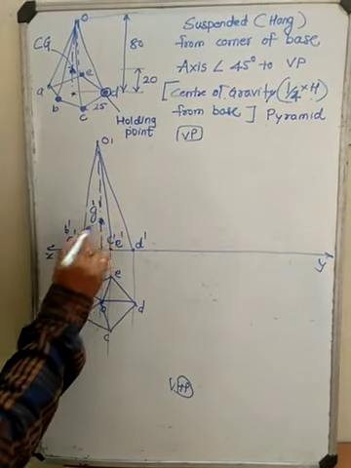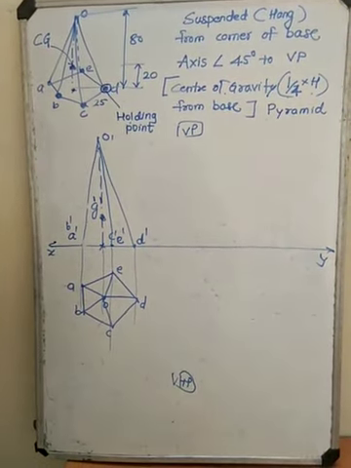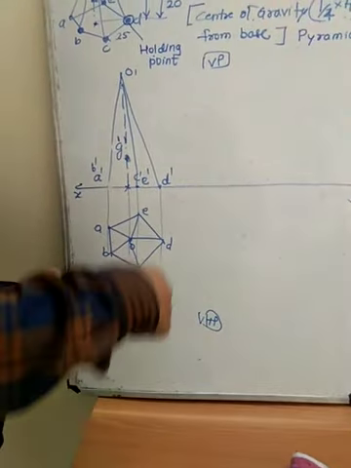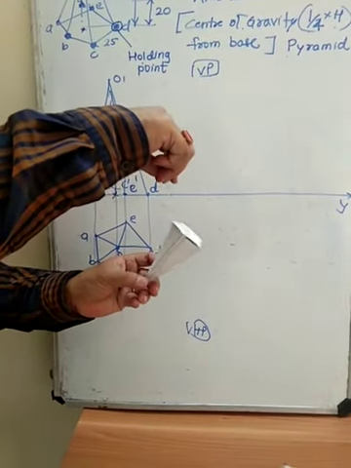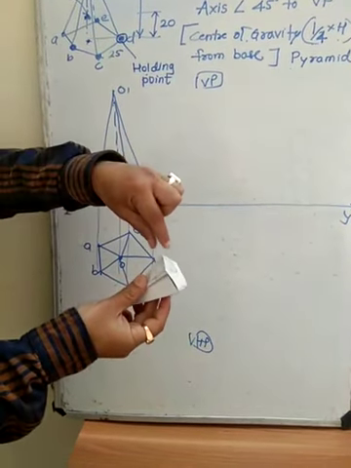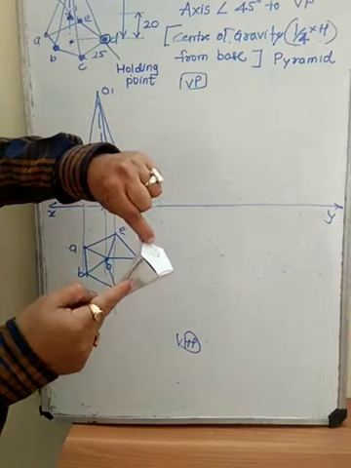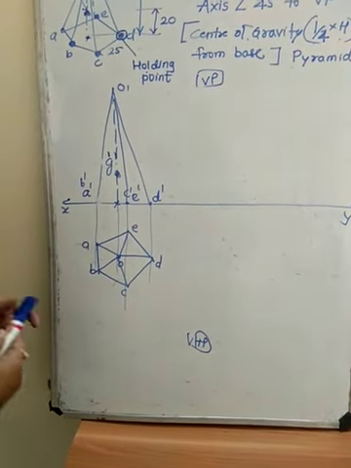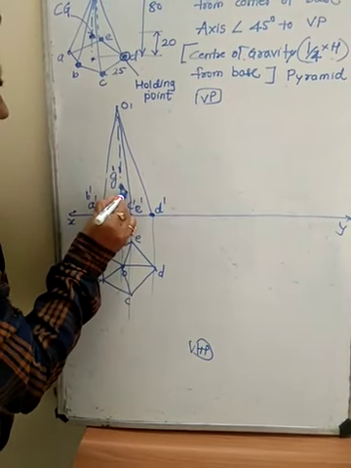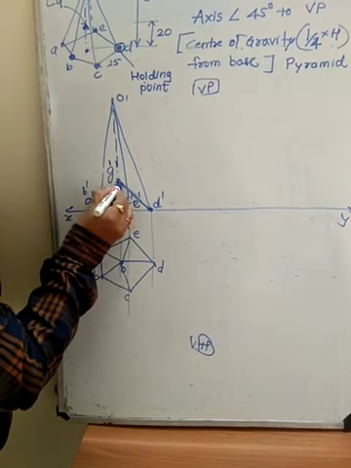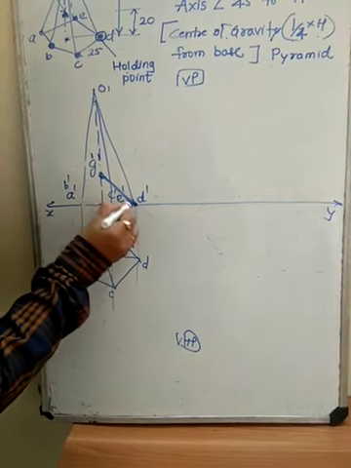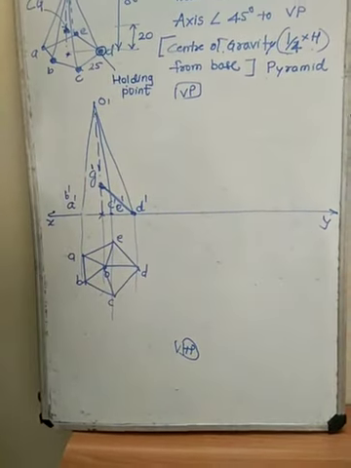Now what will happen after suspension? This is the first position. Now you have to suspend the solid, like that. After suspension, the position will be like that. The line joining the holding point and CG should be vertical. This is the holding point, and you have to make this line vertical in the suspended position.